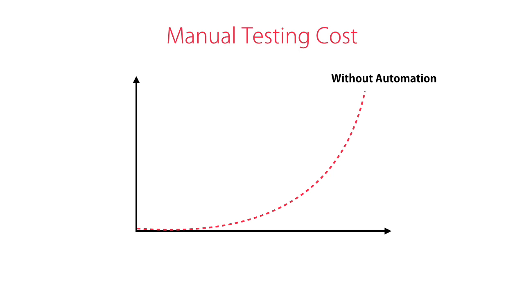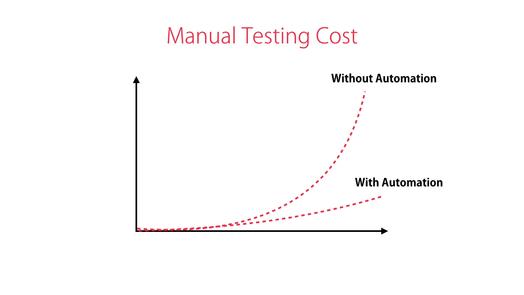Now, if we implement automated testing, we can test a large part of our application's functionality using automated tests. And the time required to do manual testing will be far less. In fact, some companies do not have any manual testing at all. They automate everything.